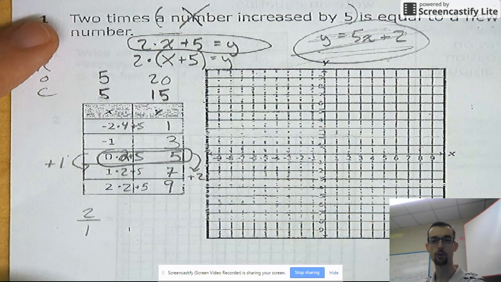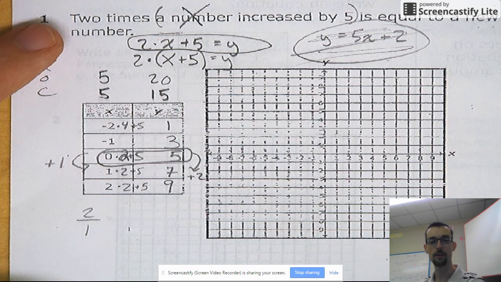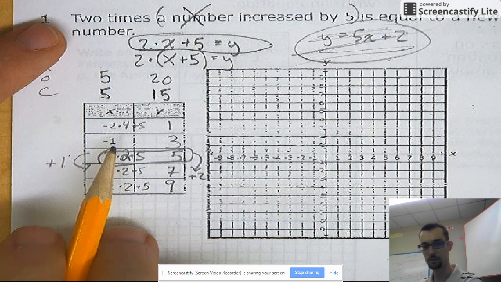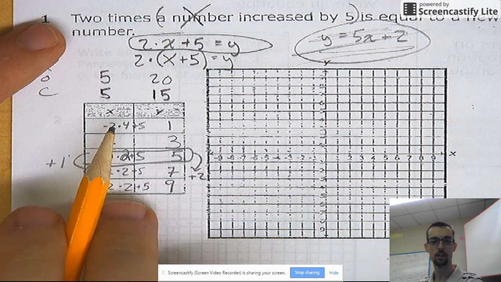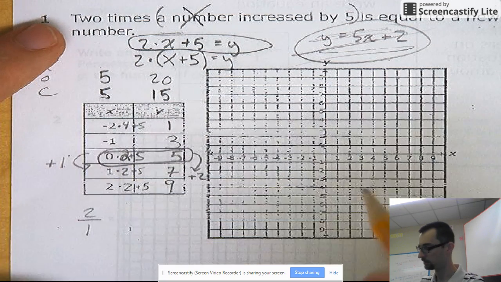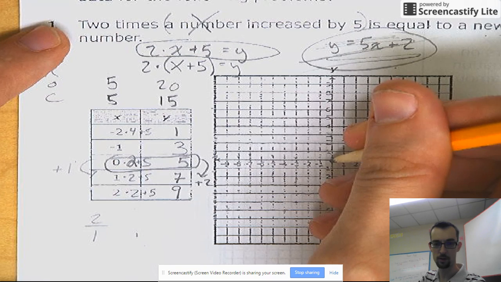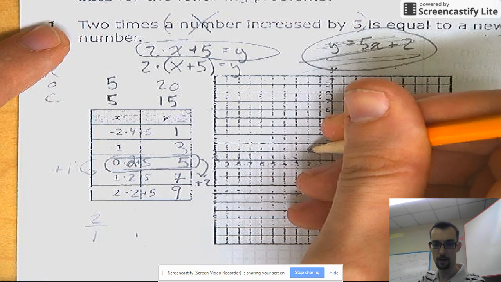Okay, let's talk about graphing it. There's a couple of ways of graphing it now. I could graph from my table. I could plot my points. That's probably the easiest way. I'm at point -2, 1. That'd be start on my origin, go left 2 and up 1, put a dot.